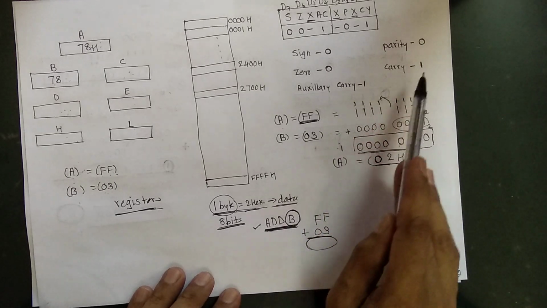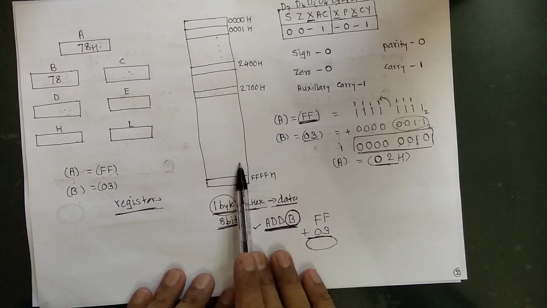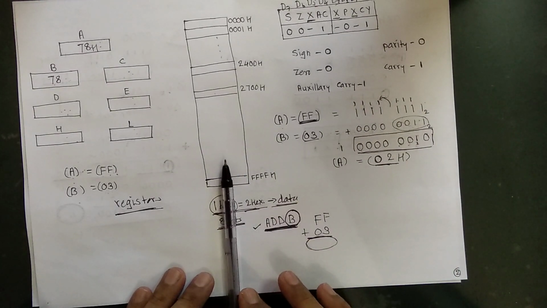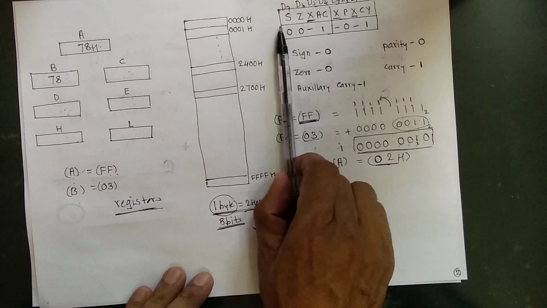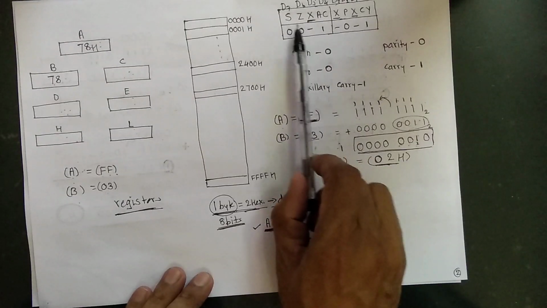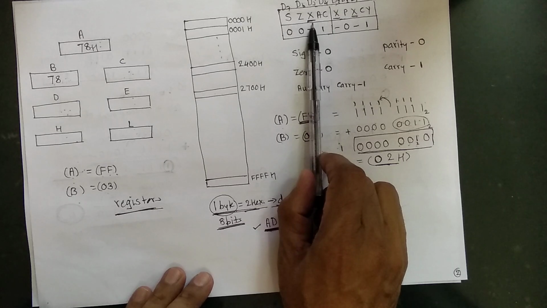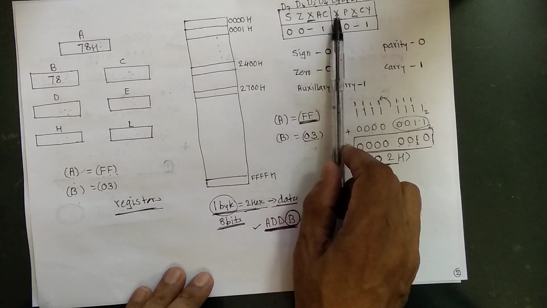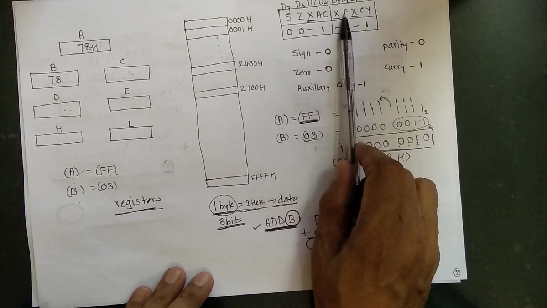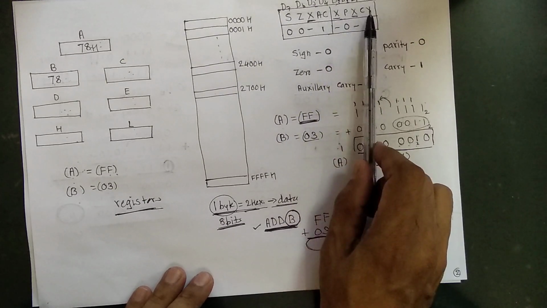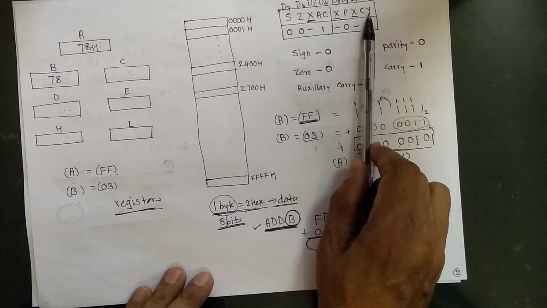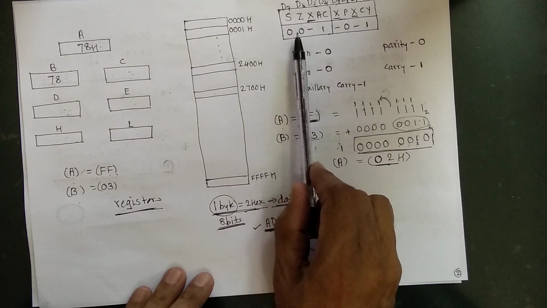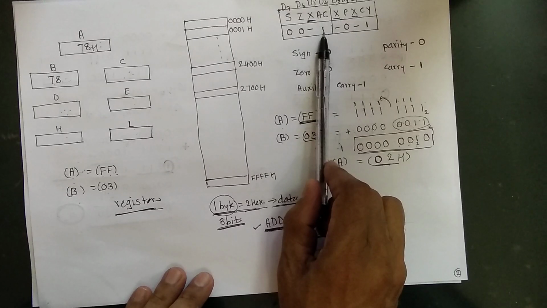What is a flag? It is a single bit status register. The positions of the flags in the flag register are explained here: sign, zero, don't care or unused, auxiliary carry, don't care or unused, parity, don't care or unused, and carry flag. In this example, sign equals 0, zero equals 0, auxiliary carry equals 1, parity equals 0, and carry equals 1.